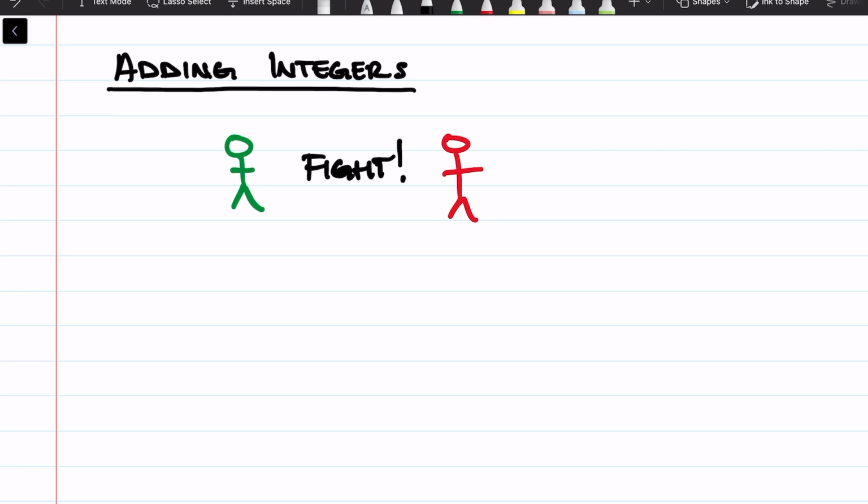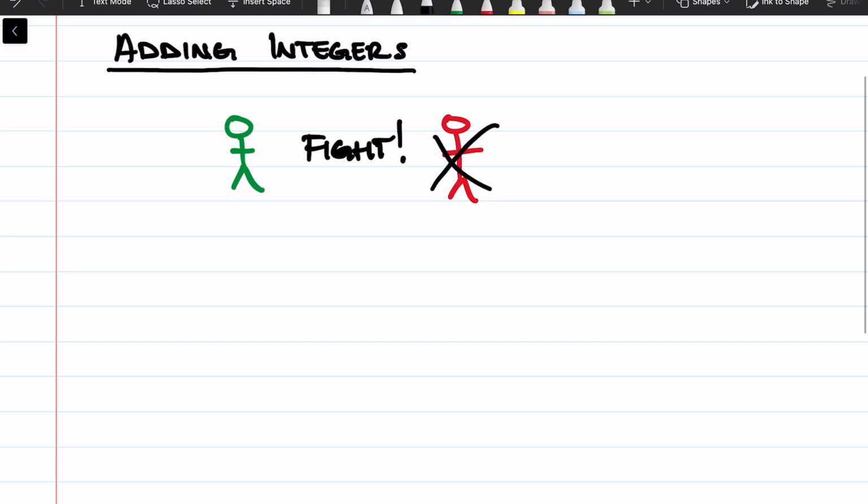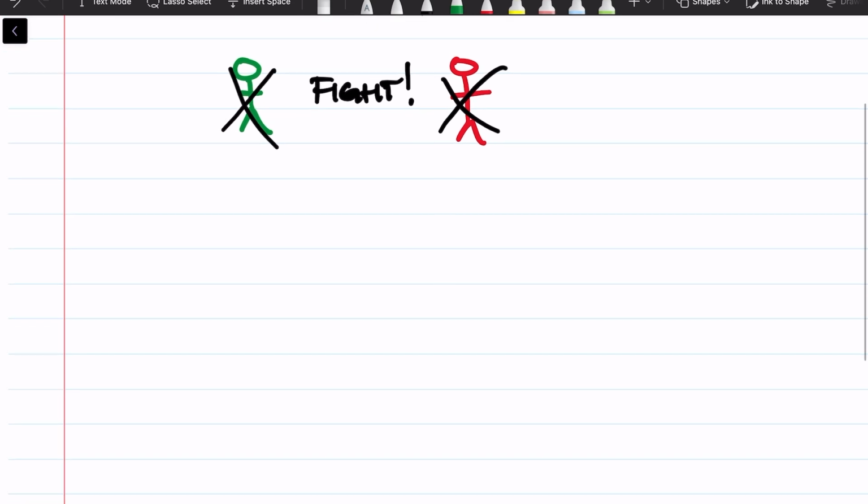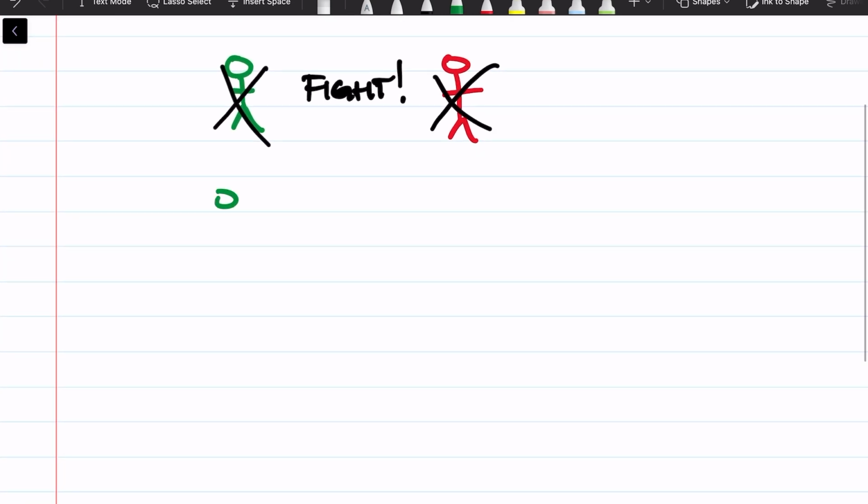Now the thing is, they're both very equally matched. So whenever they fight each other, they will eliminate each other at the same time. So let's say they fire their weapons and Green's weapon hits Red and Red's weapon hits Green as well. So what just happened is they both just disappeared, or they died. Now, let's say we have a different kind of scenario here. So we have two people from the Green Army and one person from the Red Army.